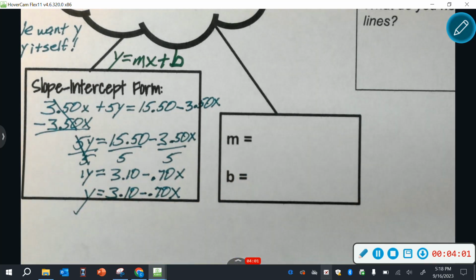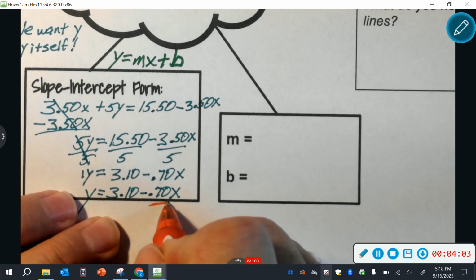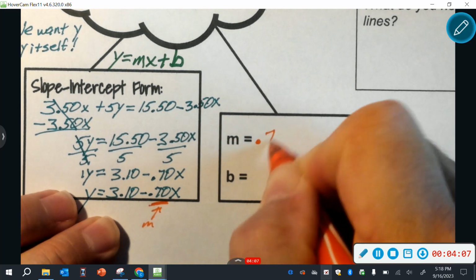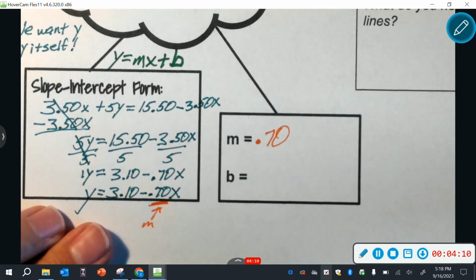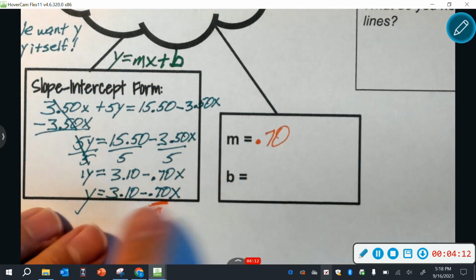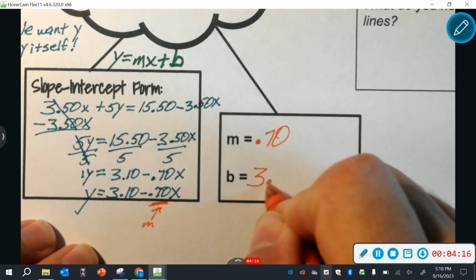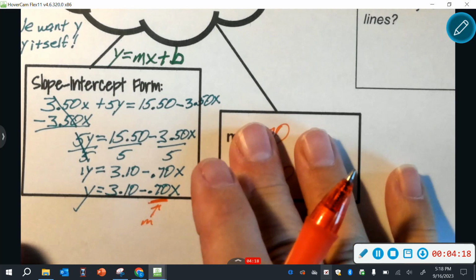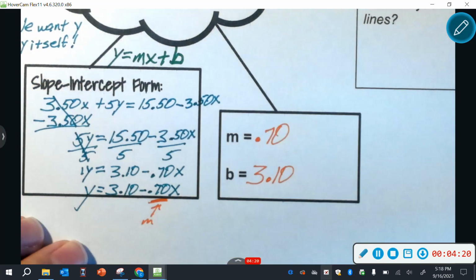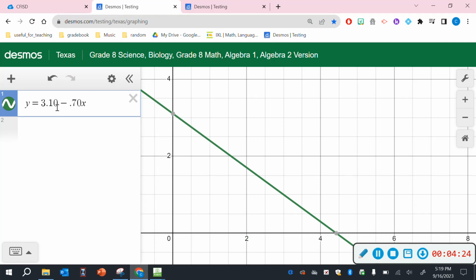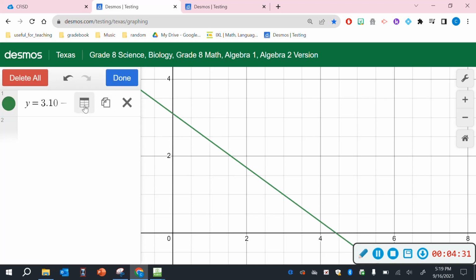My slope is going to be right here. So right there is my slope. So here I'll put 0.70. Alright? And then B represents the y-intercept, and so it's going to be 3.10. So now I have this graph plugged into my Desmos. So let's look. And there it is. So 3.10 minus 0.70x.